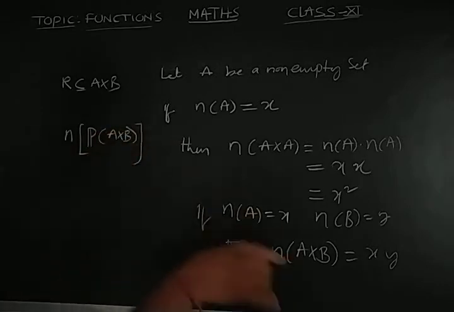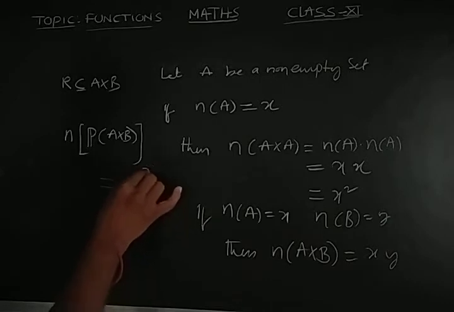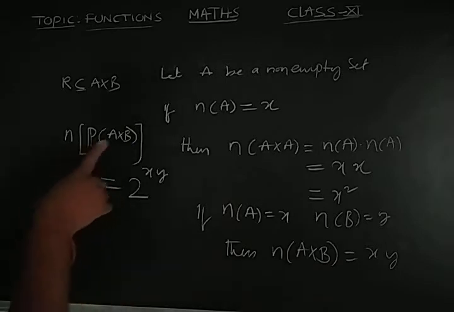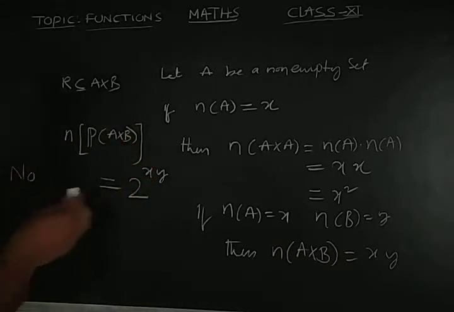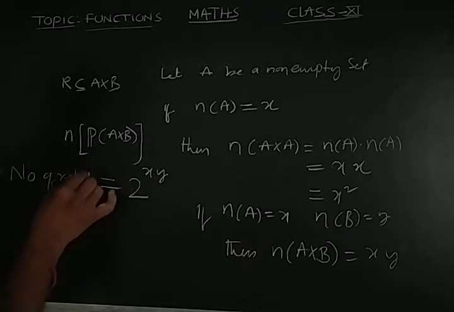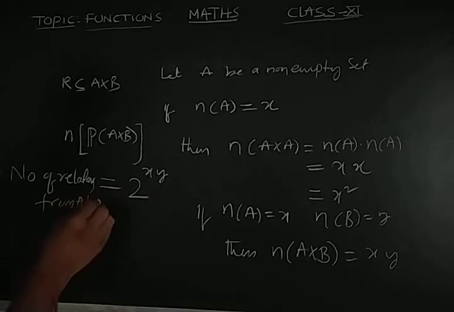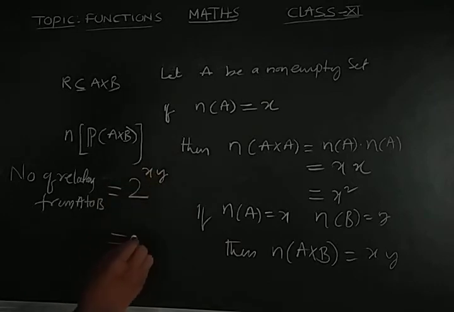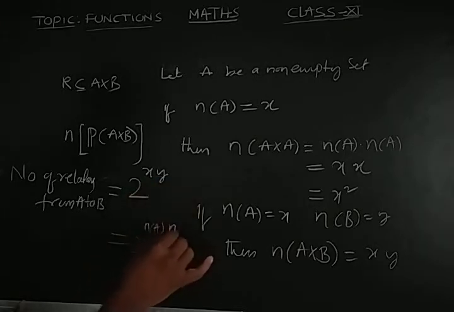The number of elements in the power set of A cross B is 2 power x into y, because x into y is the number of elements in A cross B. So the number of possible subsets, which is the number of relations from A to B, is 2 power x into y, where x is the number of elements in A and y is the number of elements in B.